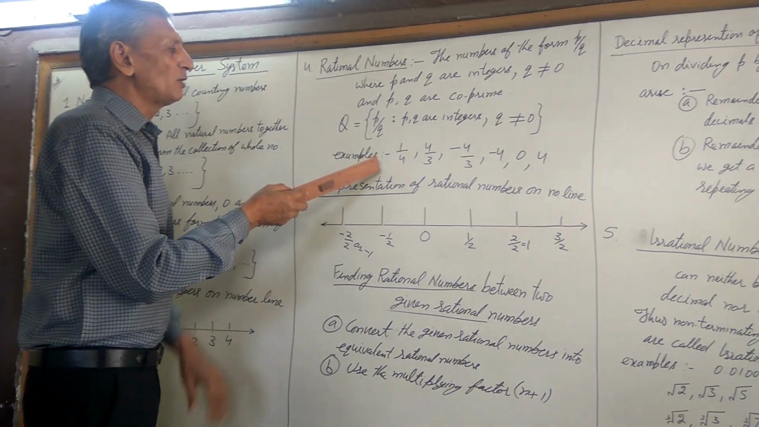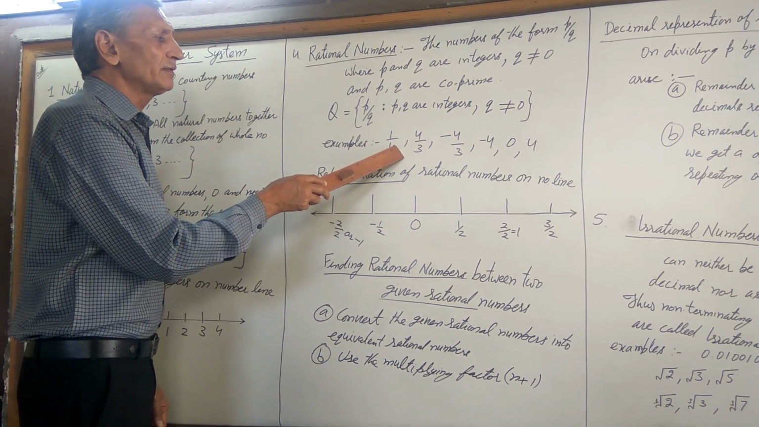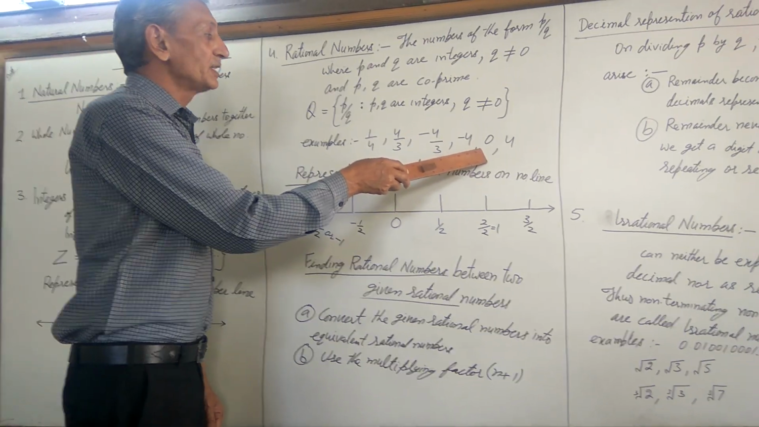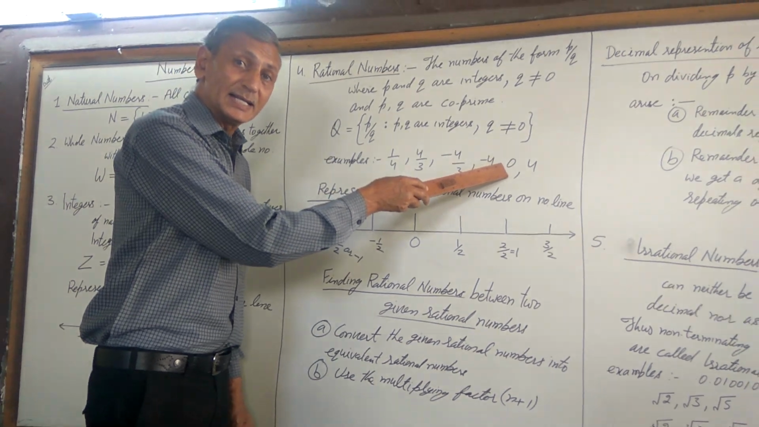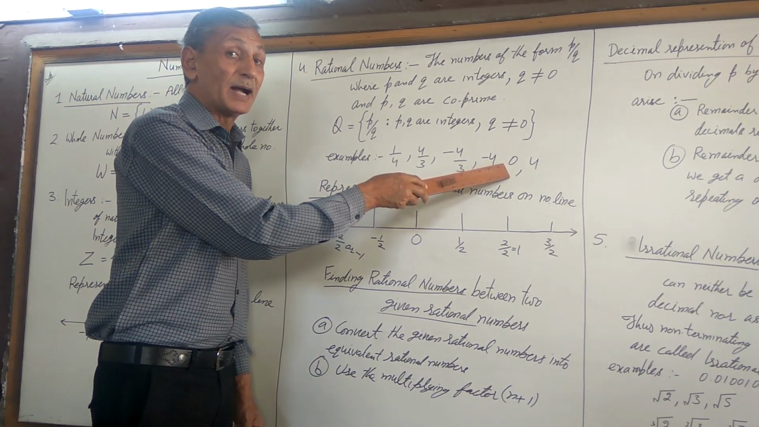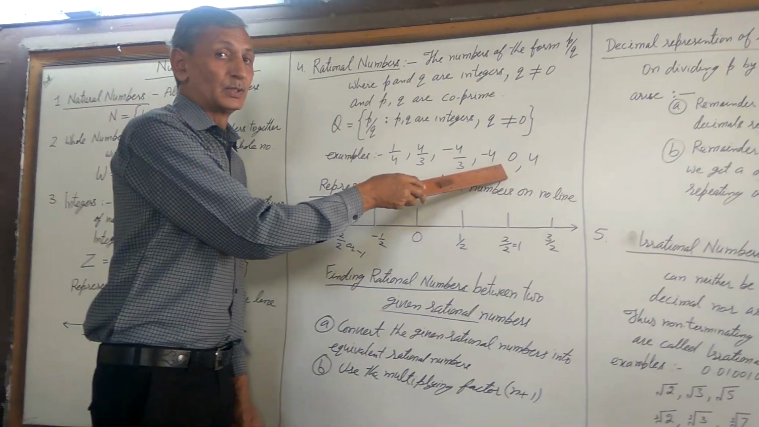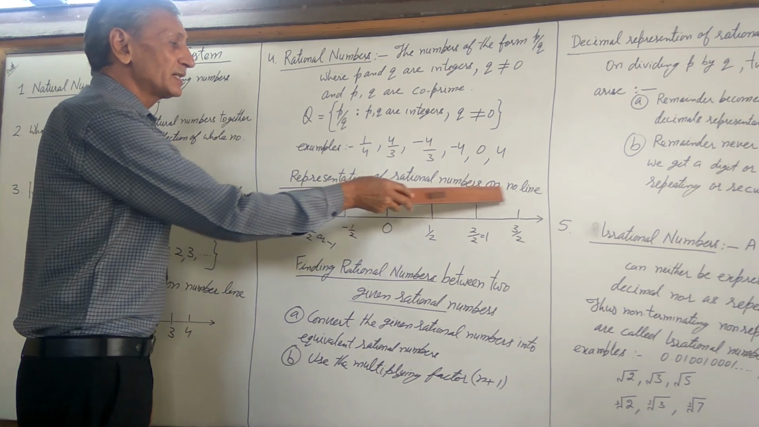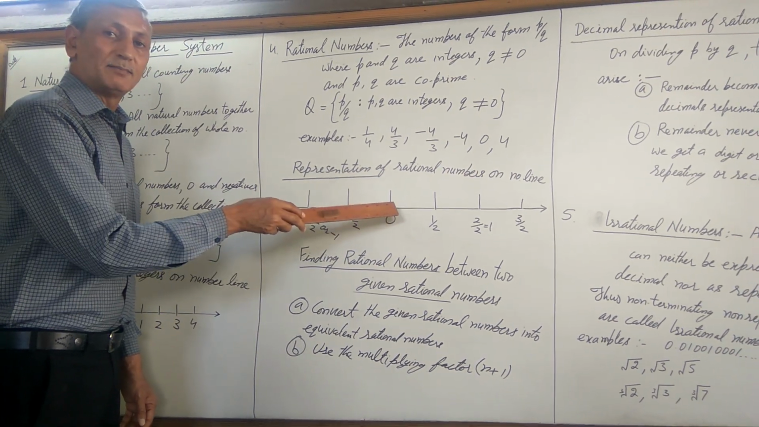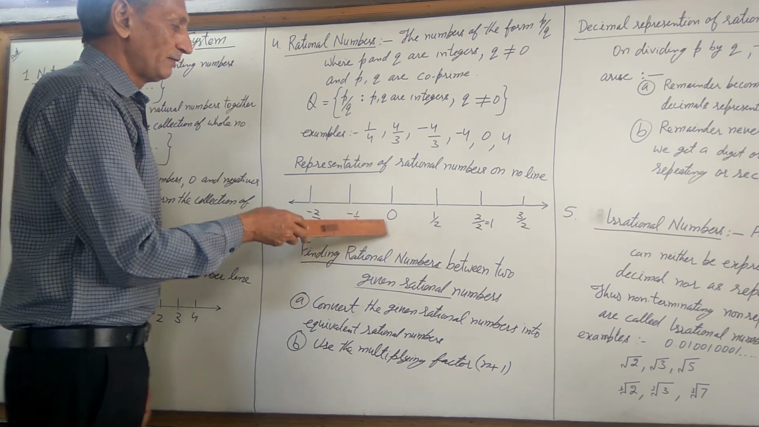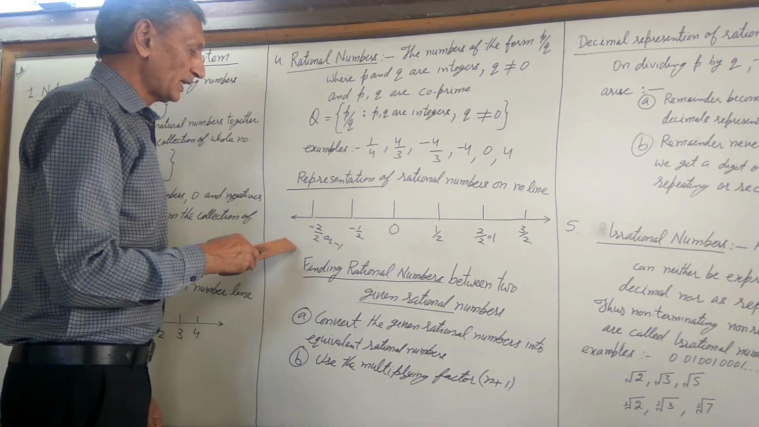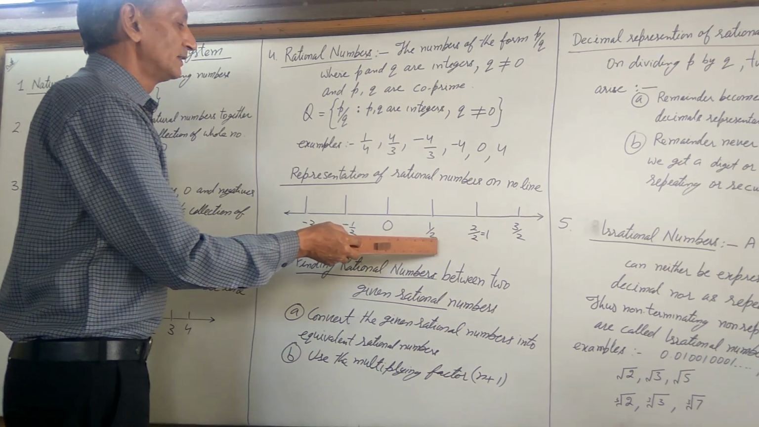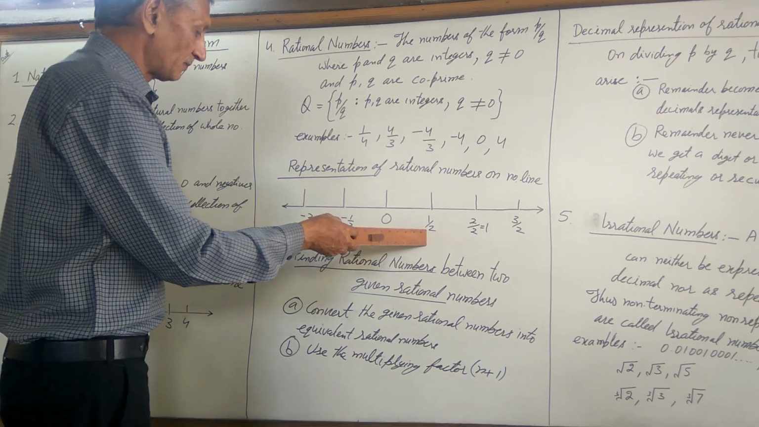Okay, some of the examples. Anything which can be put in the form of p upon q. It may be positive, it may be negative. Even 0 is a rational number because 0 can be written as 0 upon 1. But mind you, 1 upon 0 is not a rational number. A representation of rational numbers can also be done on a number line just like the integers. We take 0 in between. To the left side we take negative and to the right side we take positive rational numbers.